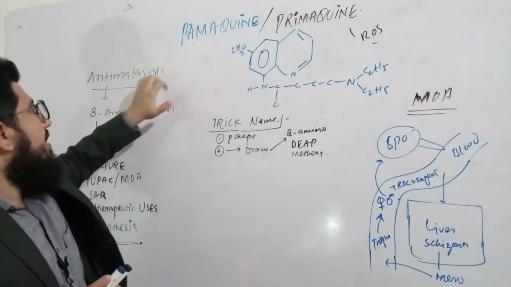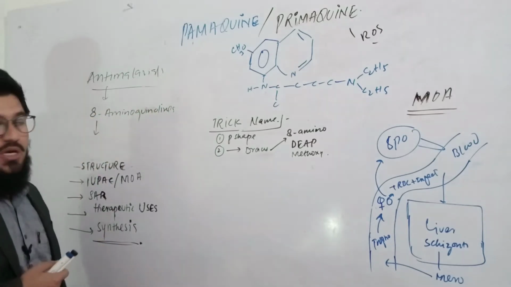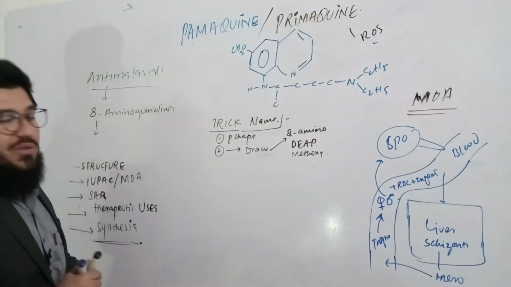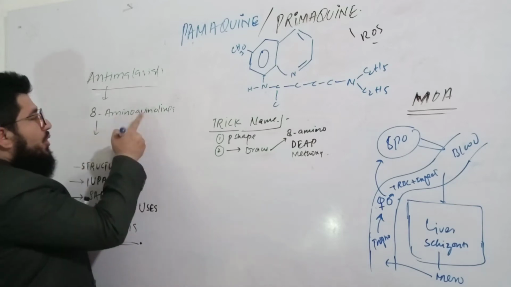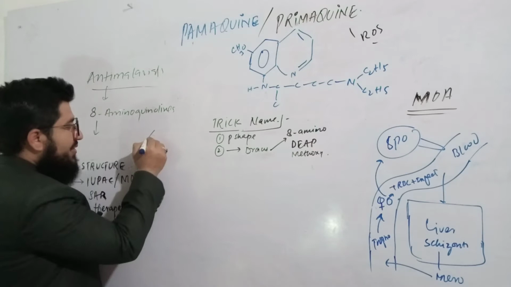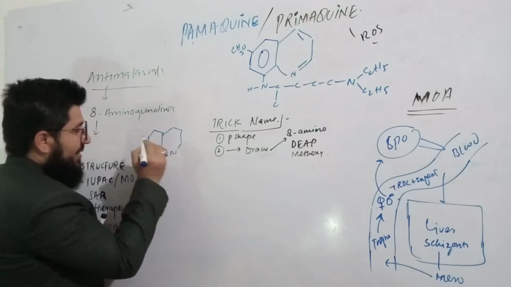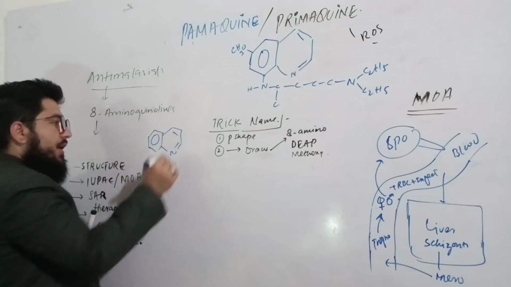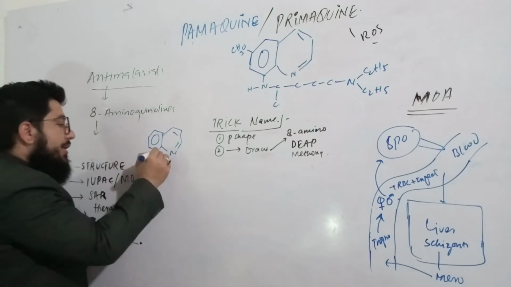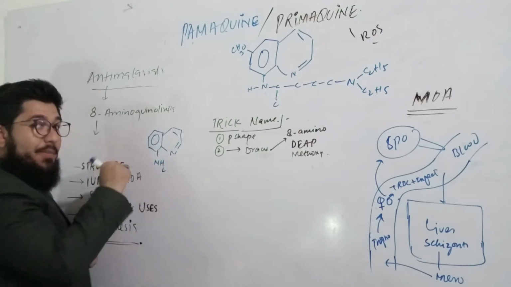Pamaquine is one of the anti-malarials, and it belongs to the 8-aminoquinolines. Now, what is this 8-aminoquinoline? Very simple. Quinolines on the 8th position have a substitution. Now, this is quinoline. I hope it's visible. And on its 8th position, if there is an amino group, then this is called an 8-aminoquinoline.